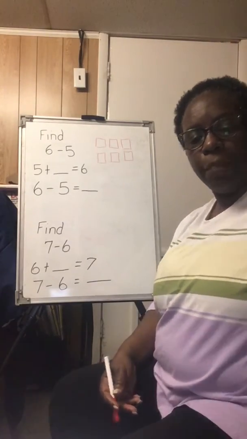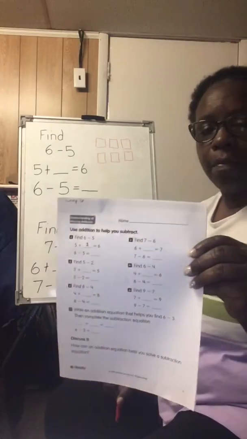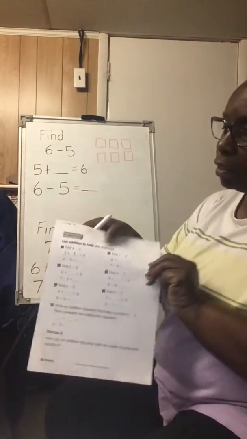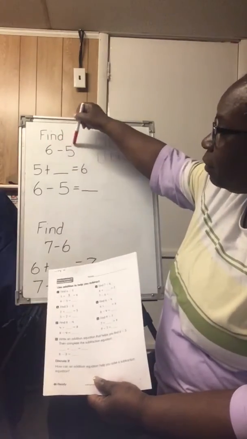I didn't put my paper up today. I know y'all have a hard time seeing it up there. So I'm going to show you the paper, and I have the math problems written on the board. So we're starting with number 1, where it says find 6 minus 5.